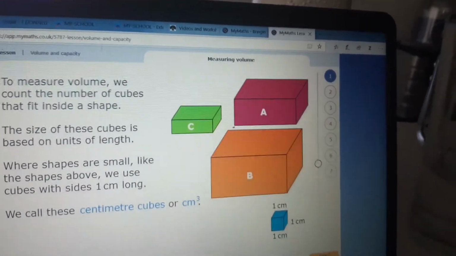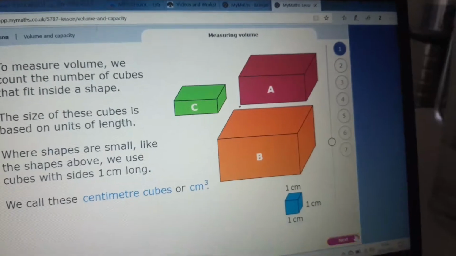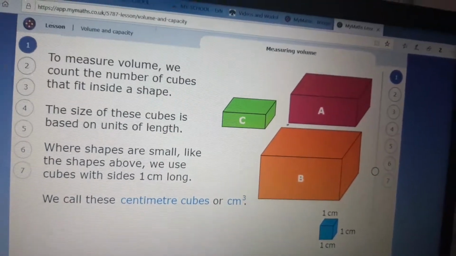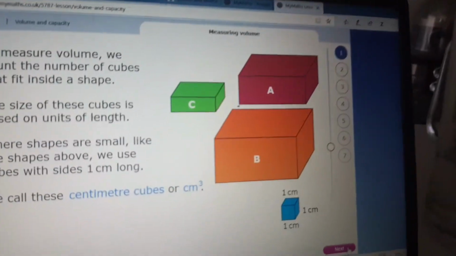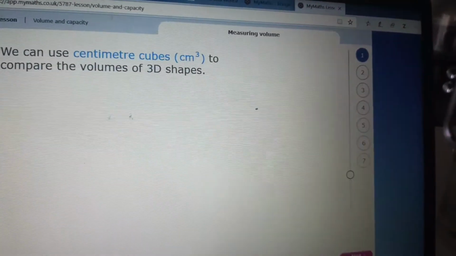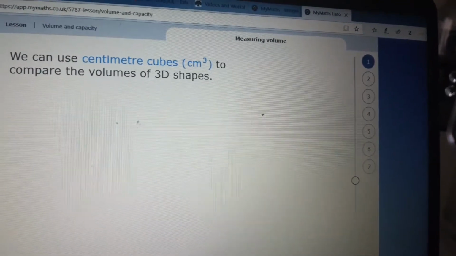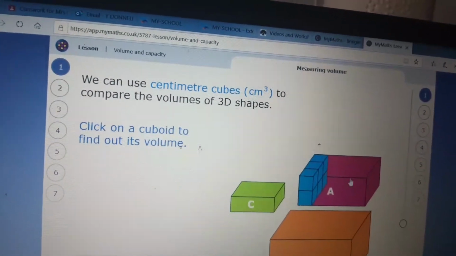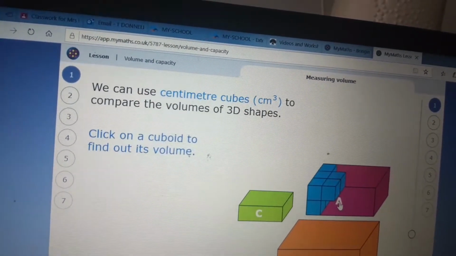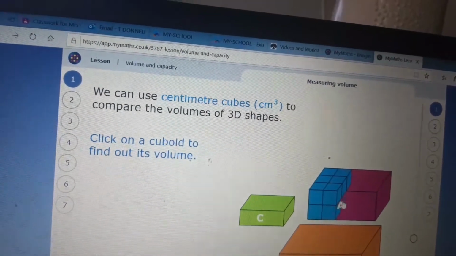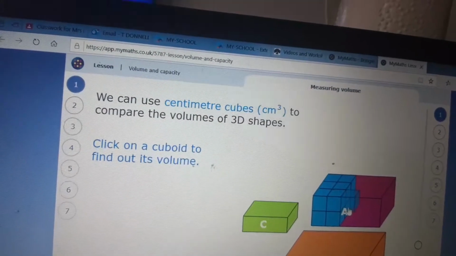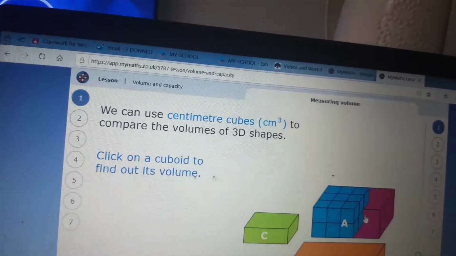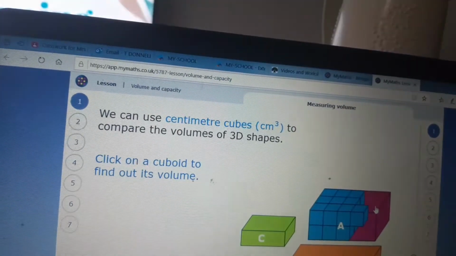So how can we tell which one of these boxes is the biggest? My computer's taking a long time. Okay, look at the first one up here. You can see that the box has been filled up with cubic centimetres. At the end, we're going to click and see how many of the little cubic centimetres have filled cuboid A.